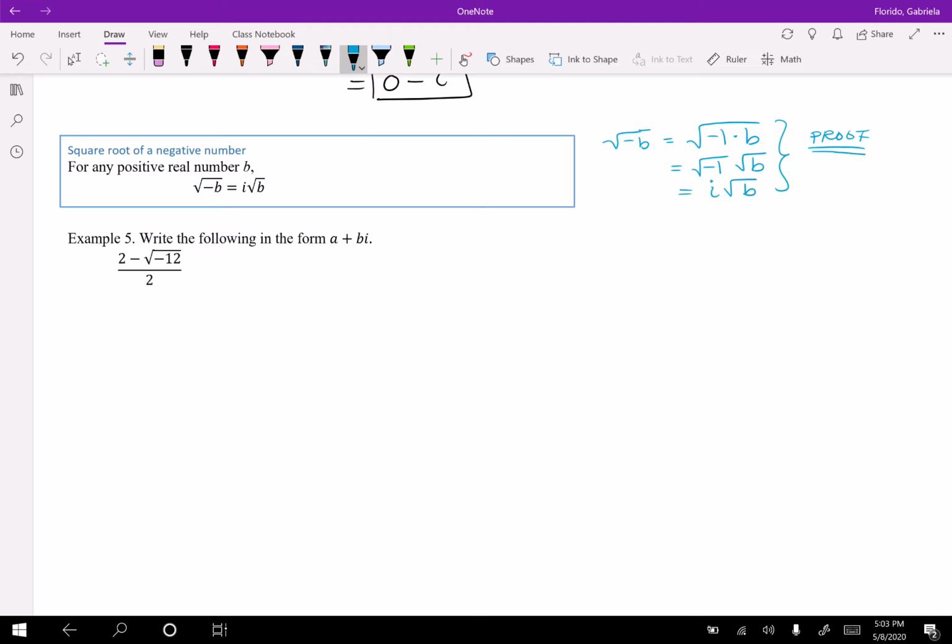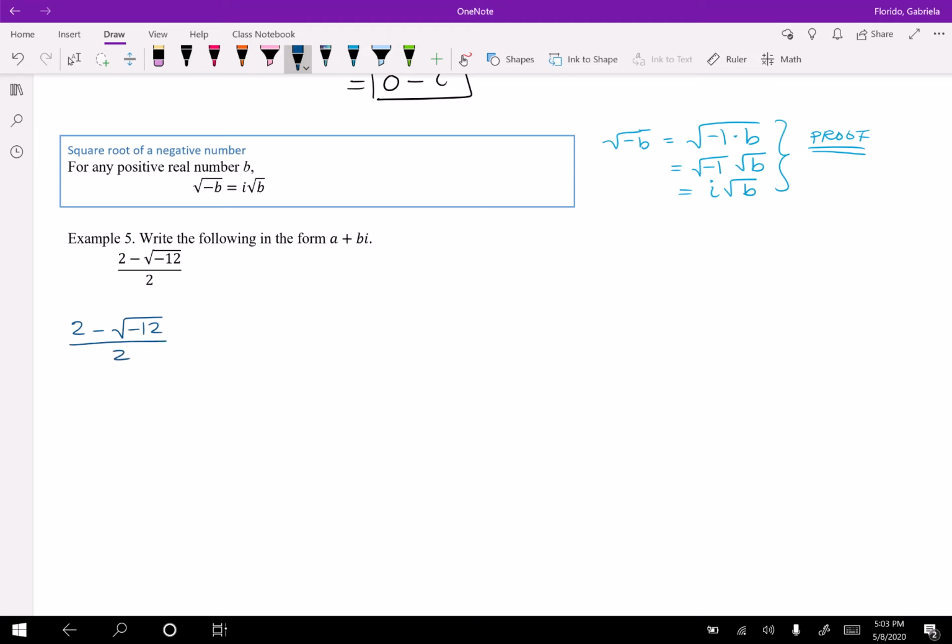So let's try this example, the last example of today. Example 5: write the following in the form a plus bi. Again, they want us to write it in this nice form, and right now it looks a little messy. We can already see that there's a negative inside the radical, so we can apply some of these definitions. So we have 2 minus the square root of negative 12, over 2.